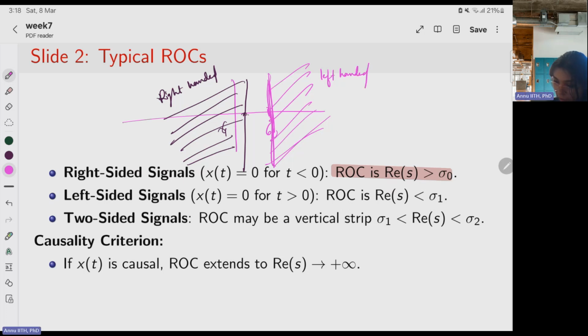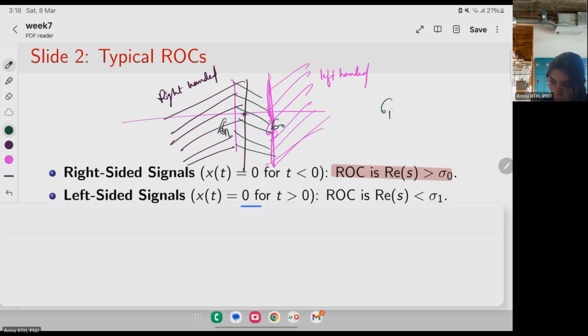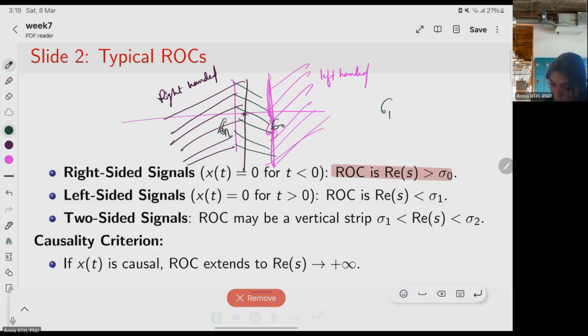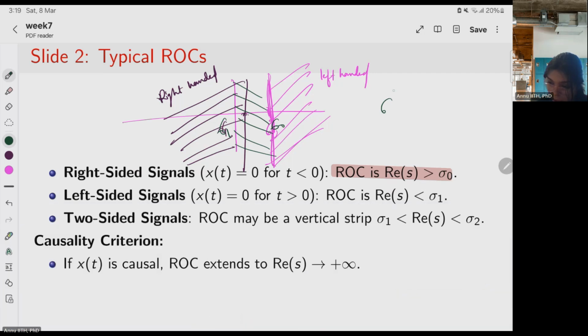If I talk about two-sided signals, the ROC may be a vertical strip from this to this. Let me take a different color. If it lies between sigma 0 and sigma 1, provided sigma 1 is greater than sigma 0, then this is a two-sided signal.